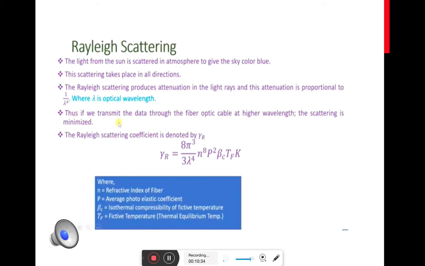The Rayleigh scattering coefficient is denoted by gamma R, and it is given by 8 pi cubed by 3 lambda raised to 4 into n raised to 8 p squared beta c Tf k, where n is the refractive index of the fiber, p is the average photoelastic coefficient, beta c is the isothermal compressibility at fictive temperature, and Tf is the fictive temperature or thermal equilibrium temperature. Fictive temperature is nothing but thermal equilibrium temperature.